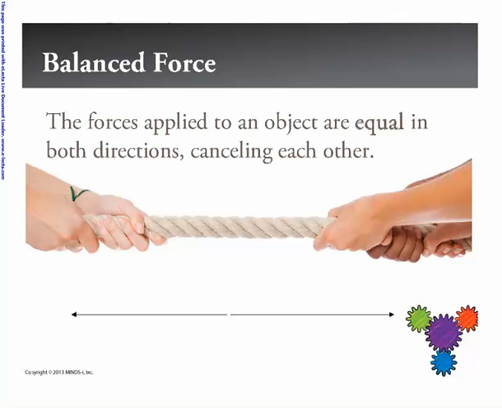Now here's an interesting concept, balanced force. The forces applied to an object are equal in both directions, canceling each other out. Therefore, we have a balanced force. For example, we have tug of war here. If the person on the left and the person on the right are pulling with the same force, it'll be balanced and they won't go anywhere.